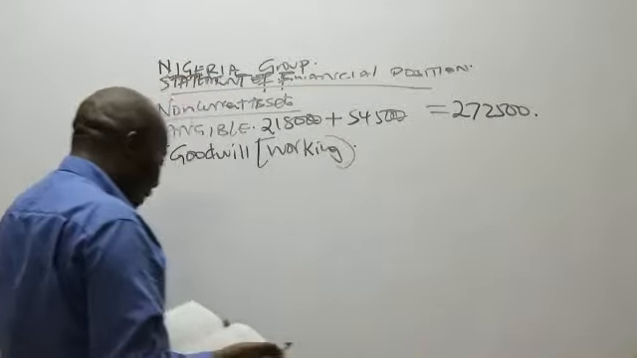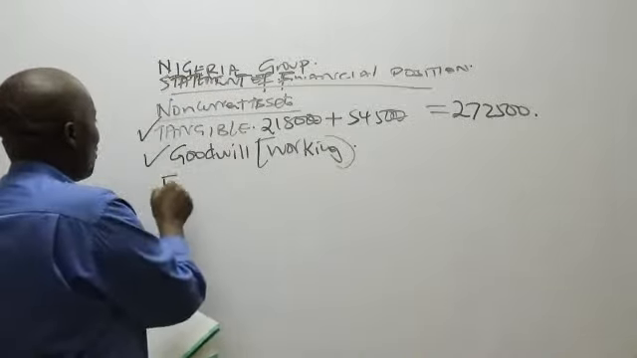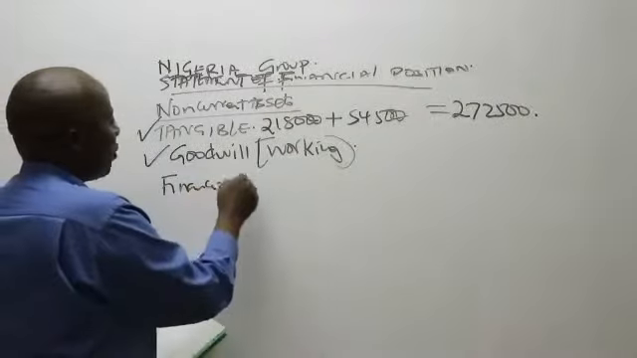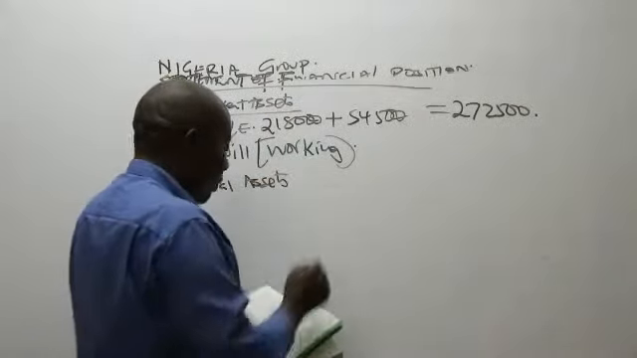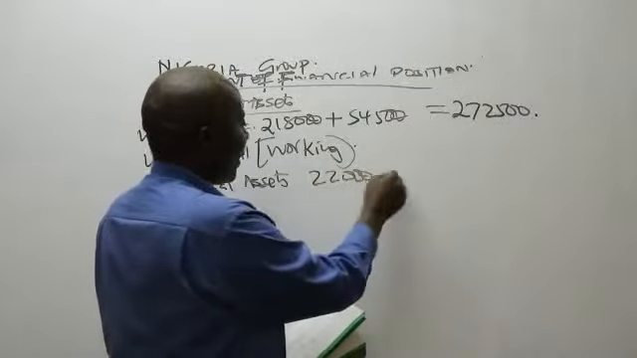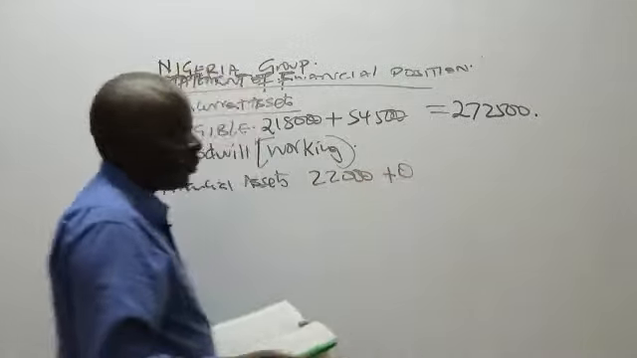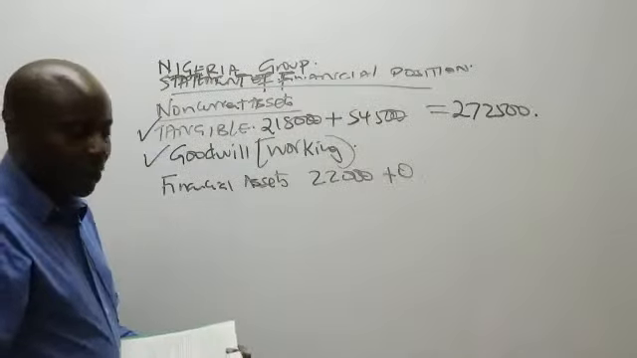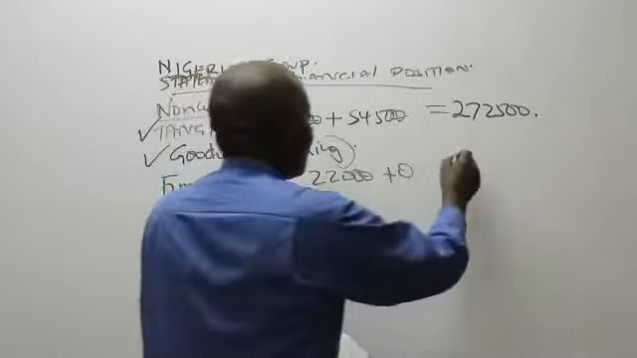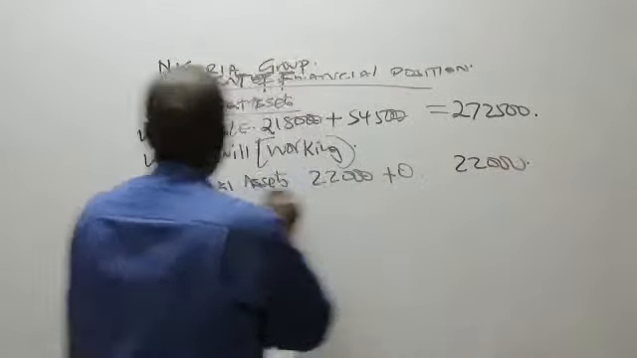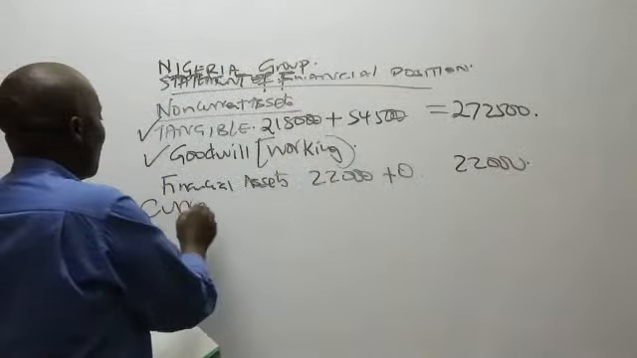From there, we have financial assets. So we have financial assets, free mark really. Financial assets, I'll take the one of the parent, which is 22,000, plus the one of the subsidiary there, which is 0, nothing really. So this is a free mark, which gives me 22,000.